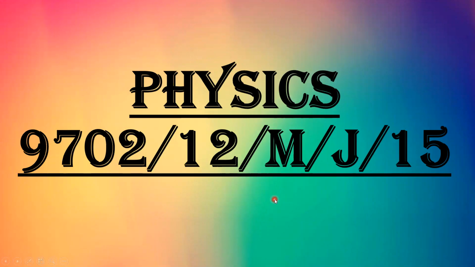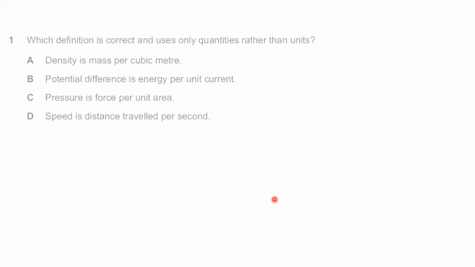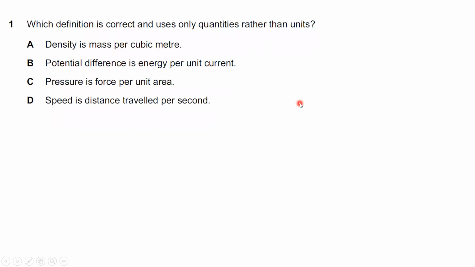Today we are going to discuss physics, paper 12, that is MCQ, May June 2015. Question 1. Which definition is correct and uses only quantities rather than units?